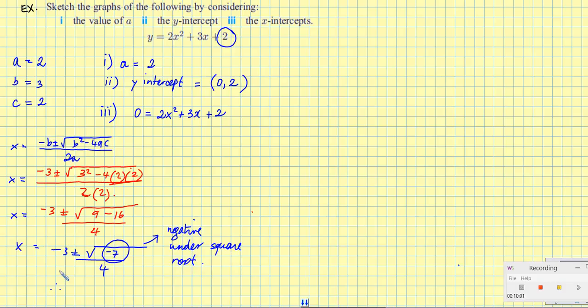So that I can say very clearly, therefore, there are no x-intercepts. Okay, but since we are being asked to sketch the graph, sketching the graph means that we need to find a vertex at least. So we can find the vertex by using the formula x is equal to negative b over 2a, because this will give me the x value of the vertex, which is the axis of symmetry.